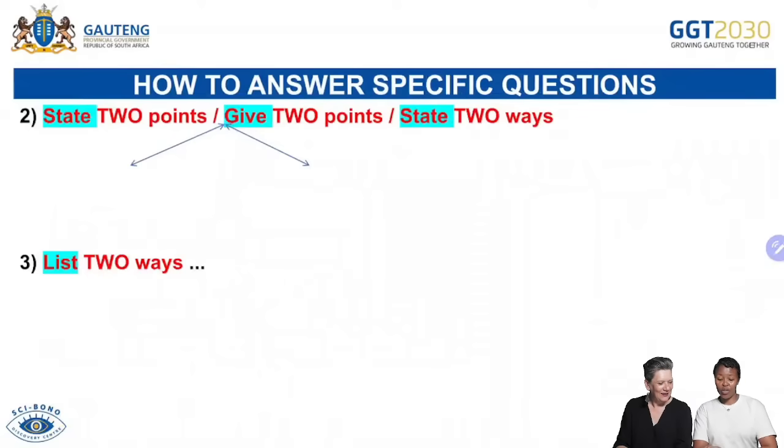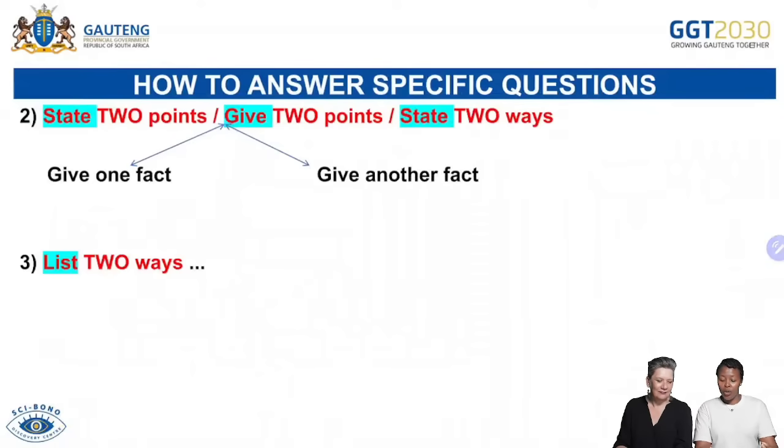Now, another question that you may come across is state 2 points, give 2 points, or state 2 ways. If you look at this question, it sounds almost the same, and you're required to present 2 points or 2 ideas here. You give one fact, and then you give another fact, which means you are going to get a mark for the first fact that you have identified and a mark for the next fact. The question is clear, and so is the instruction, so you're expected to present it exactly as that.